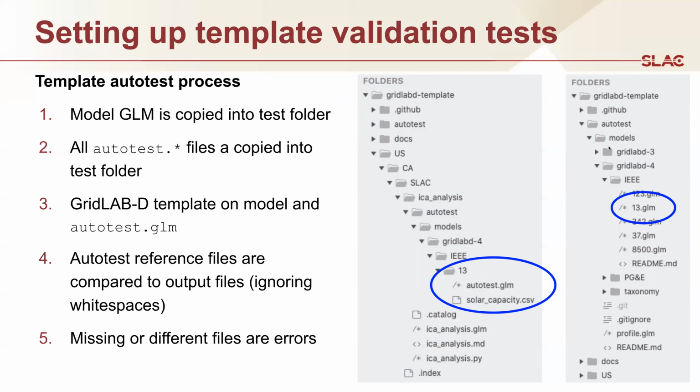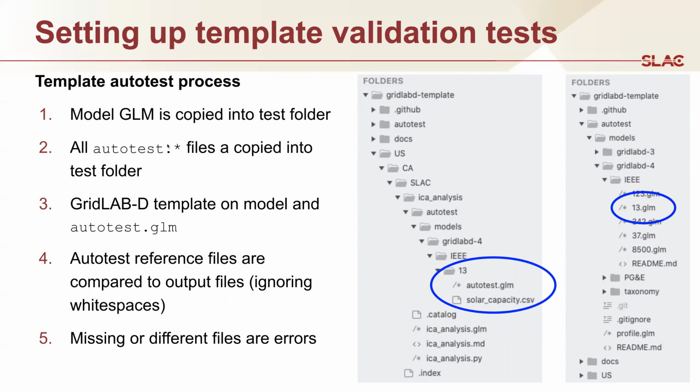So if you look at this, this is a copy of the Gridlab-D models repository. If you use the same folder, you notice here the autotest models Gridlab-D 4 IEEE 13 matches the autotest models Gridlab-D 4 IEEE 13 GLM right here. If you create that folder, these files here will be copied to a test folder along with this 13 GLM, and they will be compared. So the output of running 13 GLM in this folder will then be compared against the expected output that's stored here.